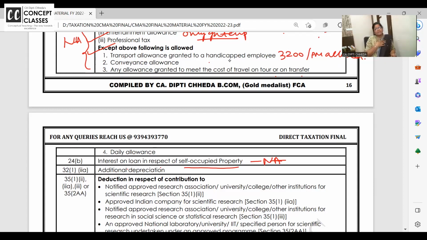In self-occupied property, because I'm staying in my own house, GAV is nil, NAV is nil. But still interest on loan is allowed. Can I stay in my own house, pay the housing loan EMI interest for 15, 16 years and claim it as deduction? Answer is yes. So please remember, in self-occupied property there is always a loss because GAV, NAV is nil and interest on loan is allowed. Now, why this emphasis? Because interest on loan is not going to be allowed if you are going for the new tax regime. Ma'am, means in the new tax regime, we cannot show loss in house property? Answer is yes.